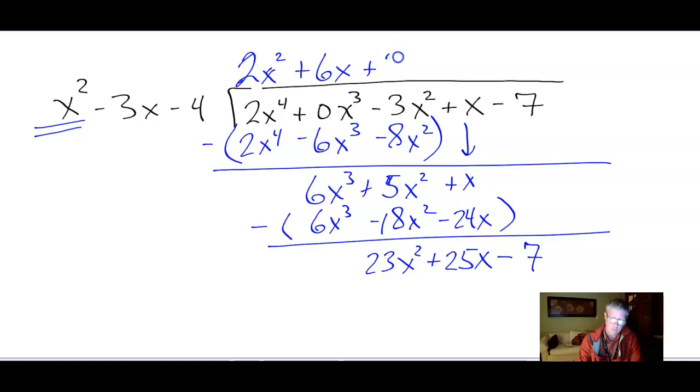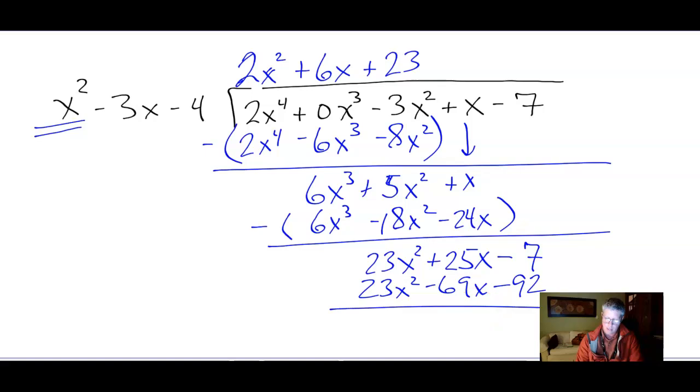23x. No, 23. So that's going to give me 23x squared minus 69x minus 92. And when we subtract that quantity, we're going to get 94x plus 85. That's our remainder because it is 1 degree less. Woo!